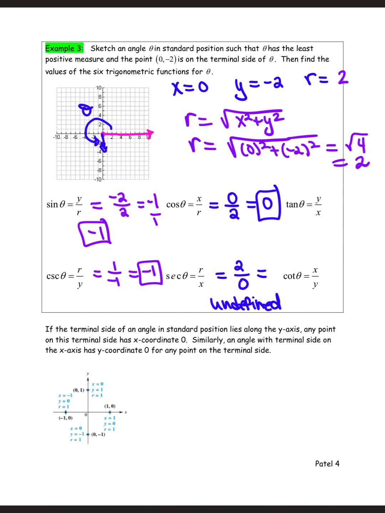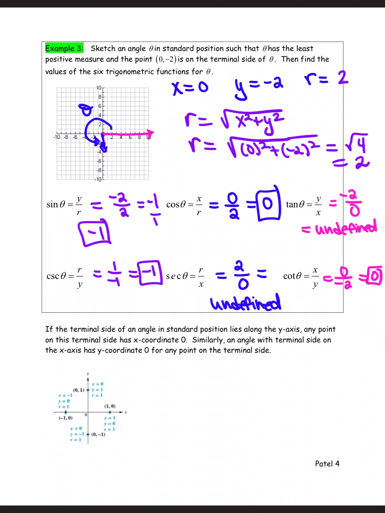Tangent is y over x, so y is negative 2. X is 0. Negative 2 divided by 0 is undefined. And cotangent is x divided by y, so 0 divided by negative 2 is 0.